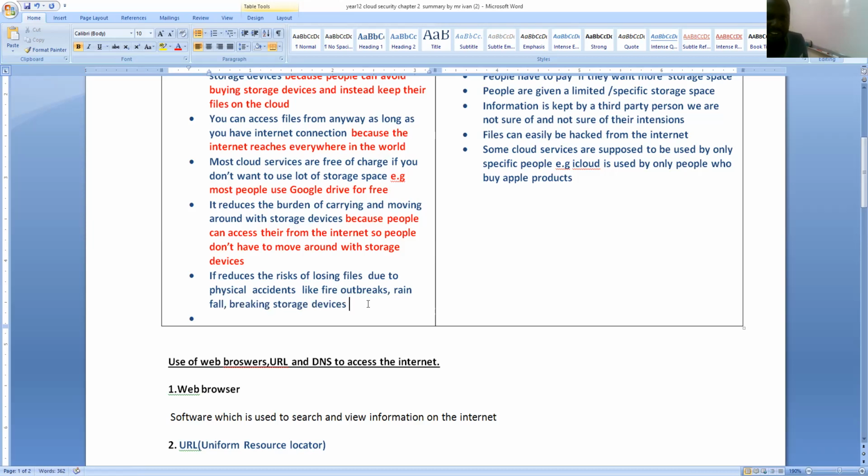Such risks, because when these risks occur, you can lose data. For example, if a fire breaks out, it can burn a flash disk or a storage device. So those physical accidents that affect storage devices can be avoided if you keep the data on the internet. Do you understand? Yeah. Good.